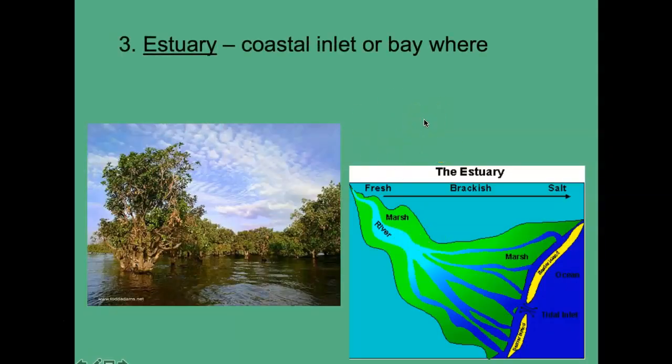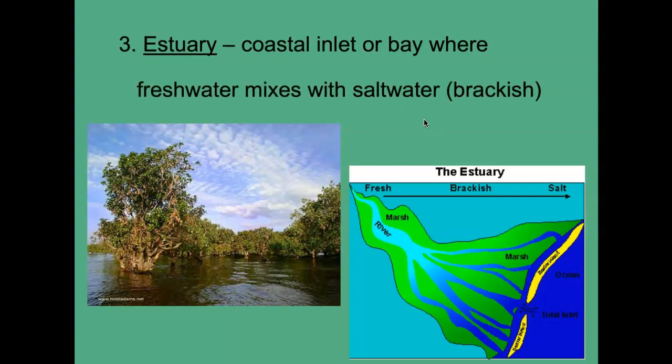Estuary is the next example. So an estuary is going to be an area where you have salt water from the ocean meeting fresh water from rivers. So estuaries a lot of times will be kind of protective areas for animals at a certain point in their lifetime. So they're coastal inlets or bays, and they're going to have brackish water. So brackish just means fresh water and salt water mixed.